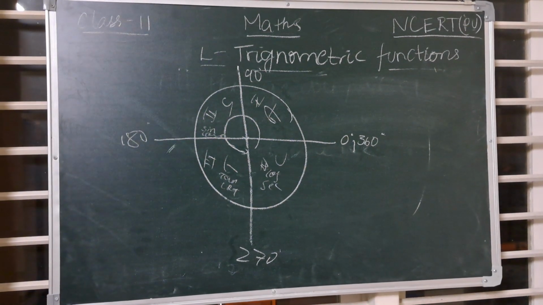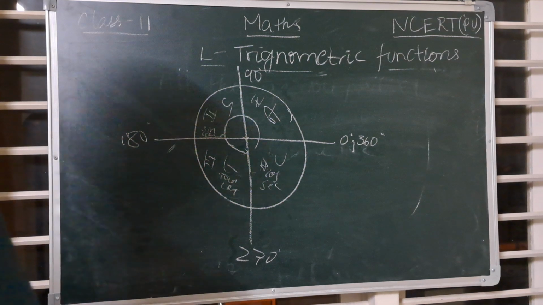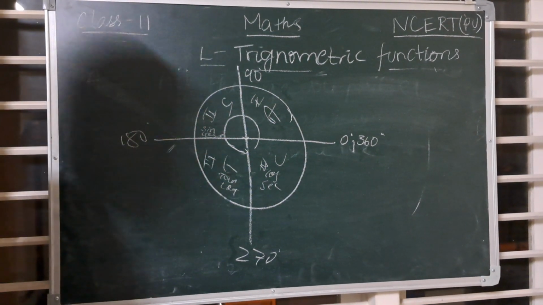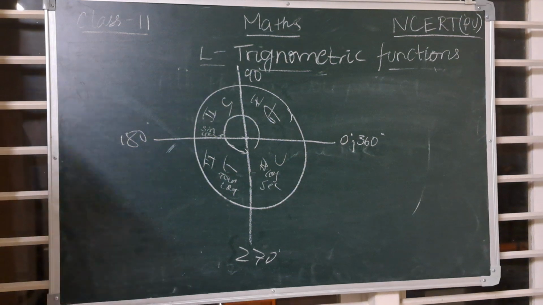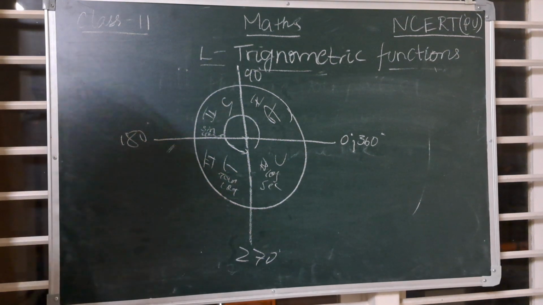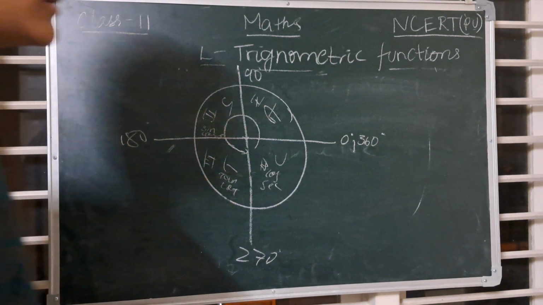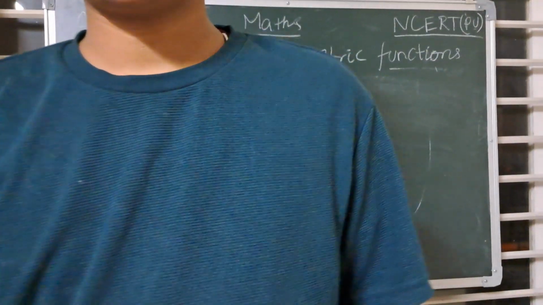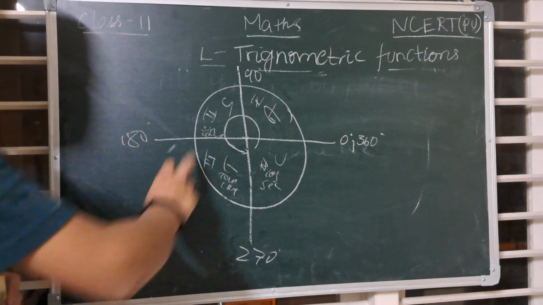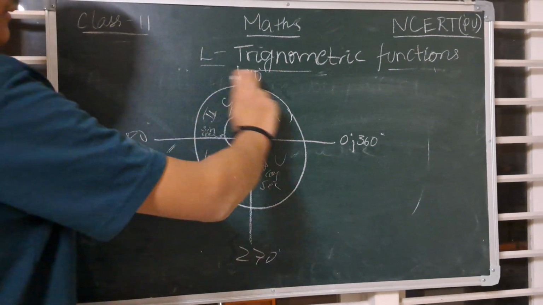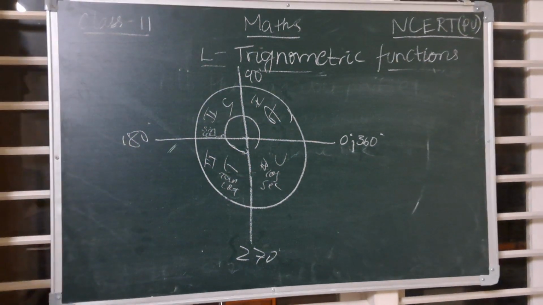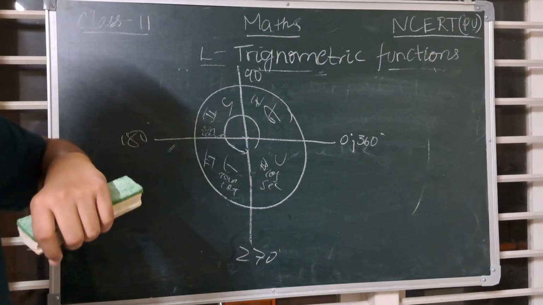From this ASTC rule, we can form allied angles. So what are allied angles? We know that complementary angles mean 0 to 90. Allied angles mean 0 to 360, the full circle. This is called allied angles. So how to form allied angles?